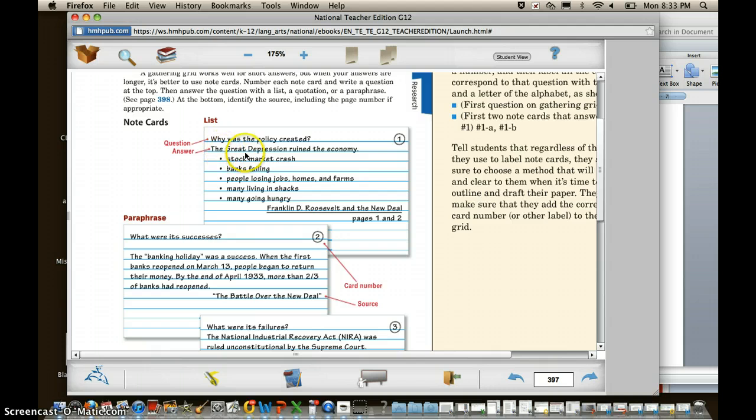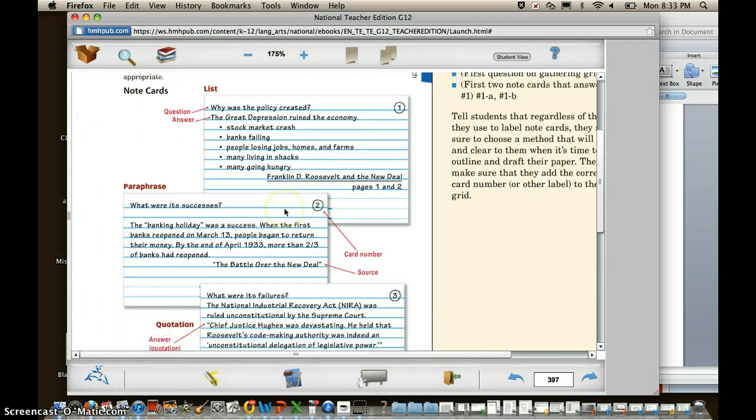And then here they found the answer, and they just did some bullet points: the stock market crash, banks failing, people losing jobs. And then we find down here that this is the source where they found that information. Now, juniors, you've already created a working bibliography in your topic proposal, so you can actually go ahead and do your parenthetical citation. If you're unsure what that means, then maybe you just go ahead and label those resources 1, 2, 3, 4, and then you just say, this is from resource number 2, and I'll worry about the parenthetical citation later.